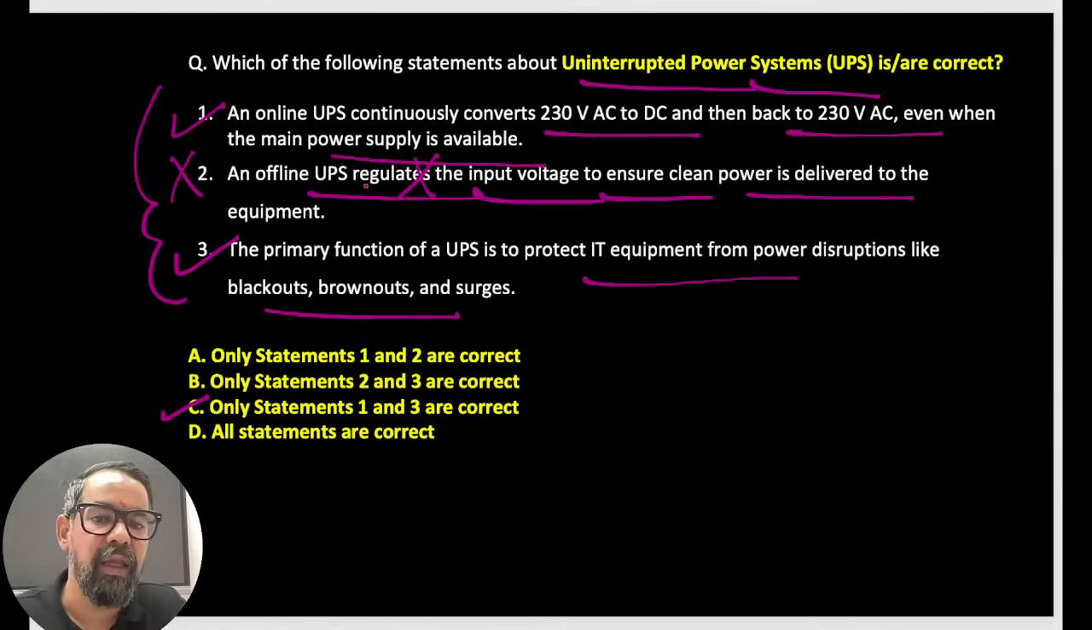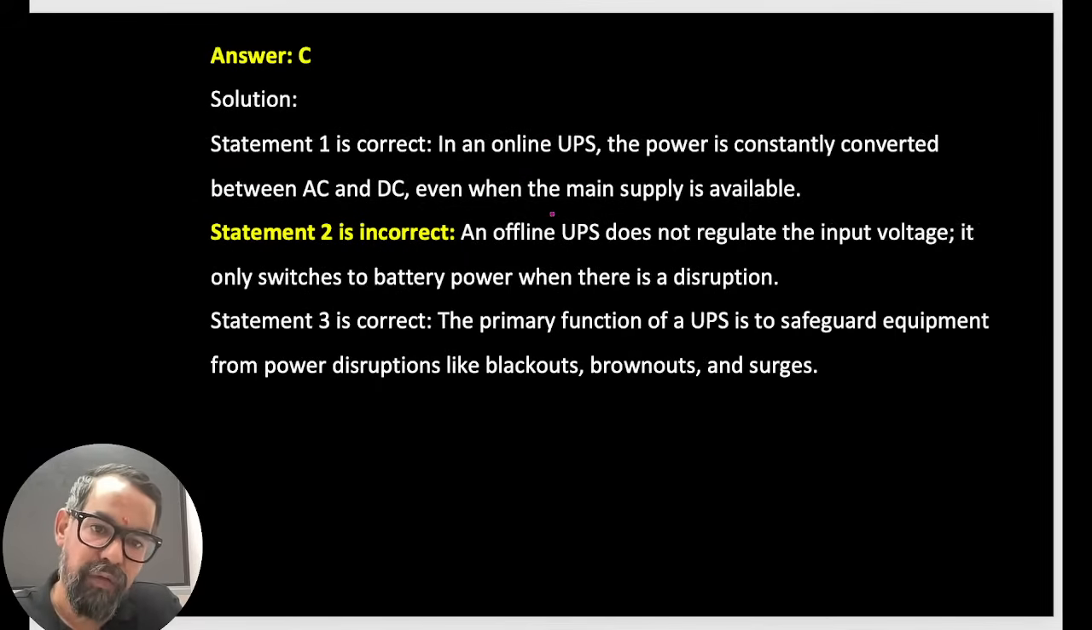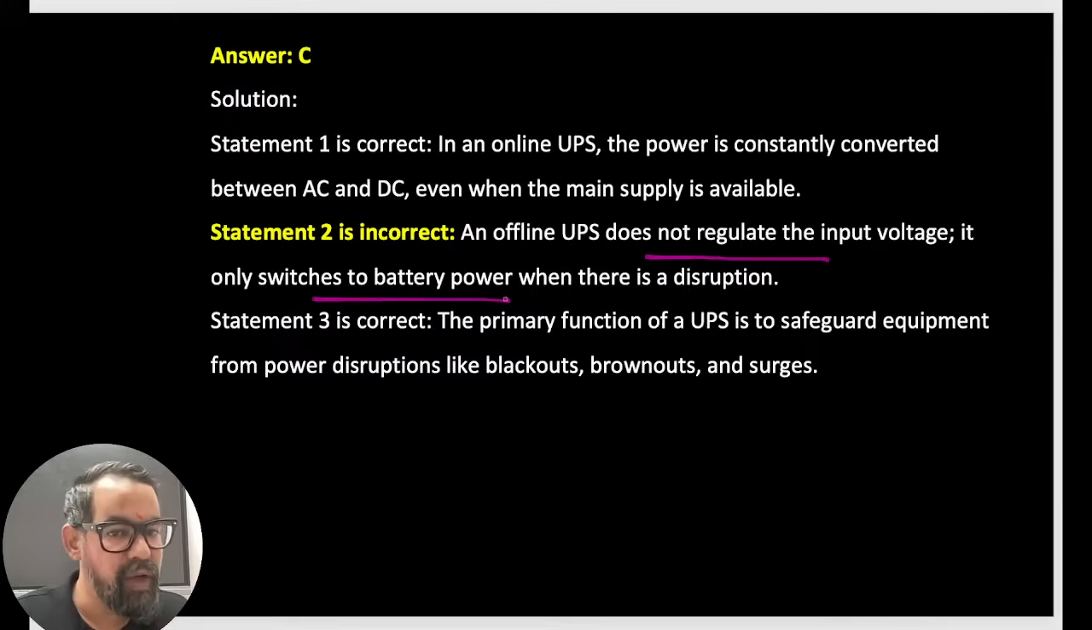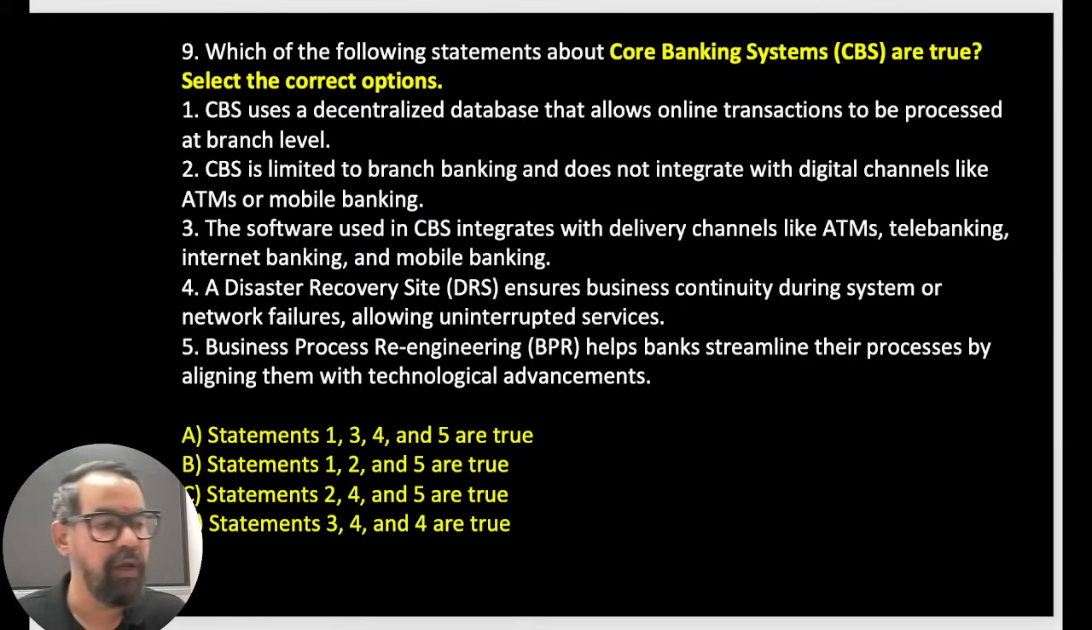Offline basically does not regulate these particular things, so that option should not be correct. An offline UPS does not regulate the input voltage. It only switches to battery power when there is a disruption. This is the UPS which we generally use at our places or even in offices, so these are the key workings. Let's move ahead, next one guys.